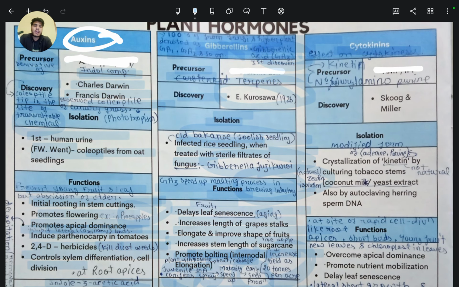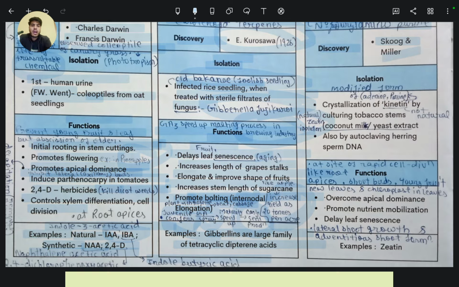Cytokinin is a derivative of N6 furfuryl aminopurine. Discovery was by Skoog and Miller. Isolation: it is a modified form of adenine, a purine, that is the crystallization of kinetin. Kinetin is not natural; it is a modified form of adenine. It was obtained by culturing tobacco stems, coconut milk, yeast extract, and also by autoclaving herring sperm DNA.